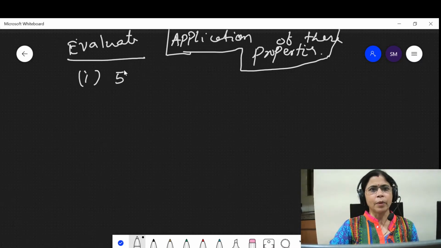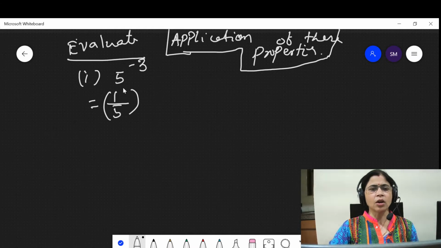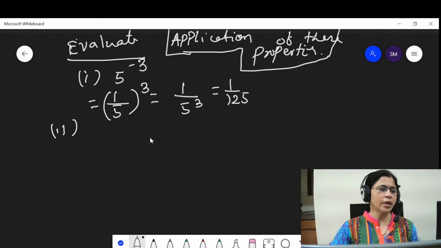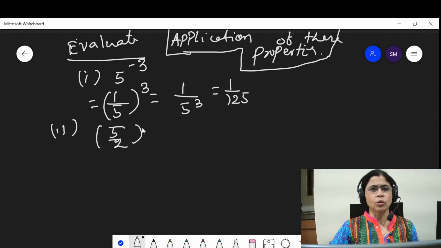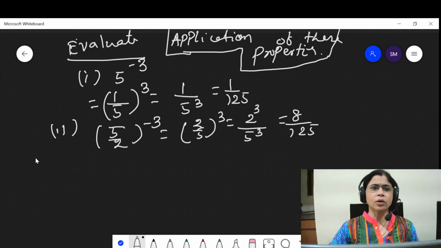Here evaluate the value of 5 to the power minus 3. I have already told you, take the reciprocal of the base and make the exponent positive. Then you can easily find its value, which is equal to 1/125. Here is another example. Let us find the value of (5/2) to the power minus 3, which is equal to (2/5) to the power 3, which is equal to 2 to the power 3 upon 5 to the power 3, which is equal to 8/125.